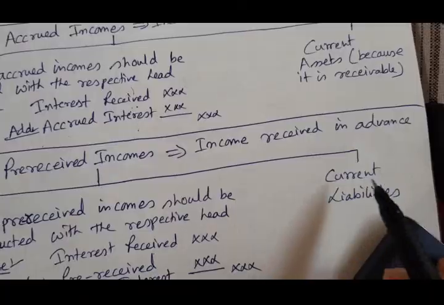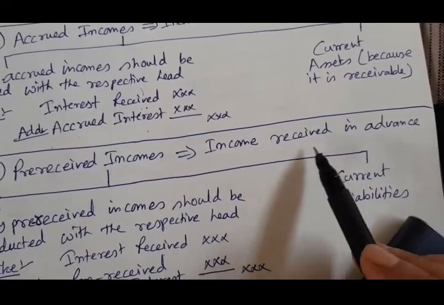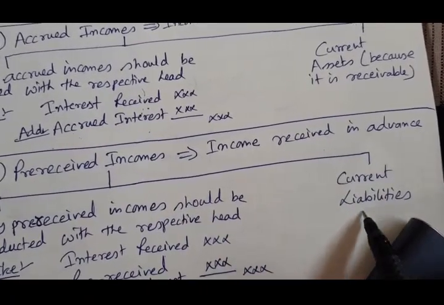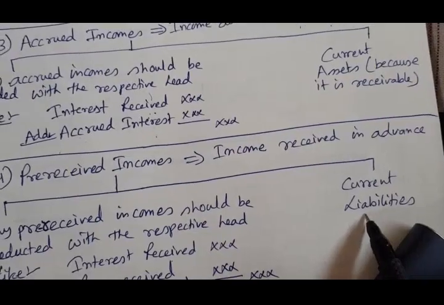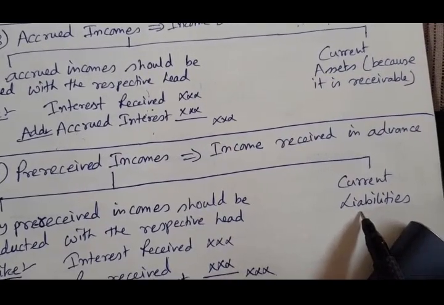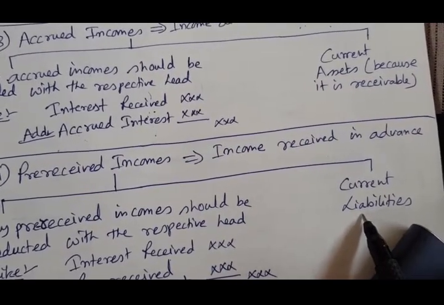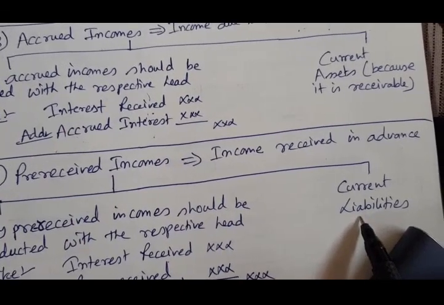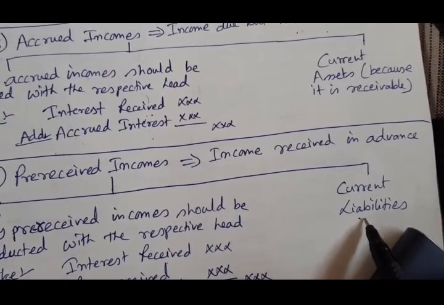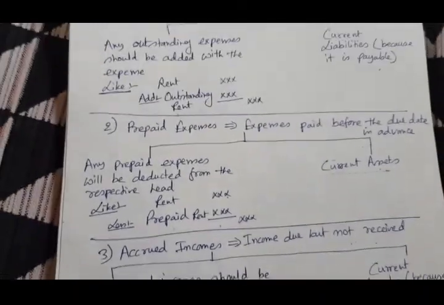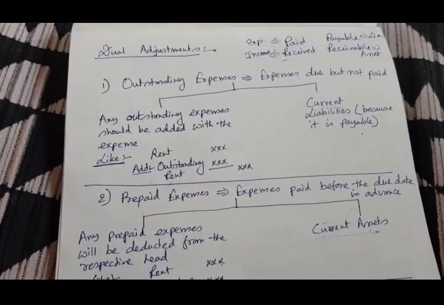Another adjustment is what? Any pre-received income is considered to be the liability of the company. Why? Because in the month of May, again we are not going to get that income. That's why it is called a current liability and it will go to balance sheet. So these are called the four dual adjustment cases.